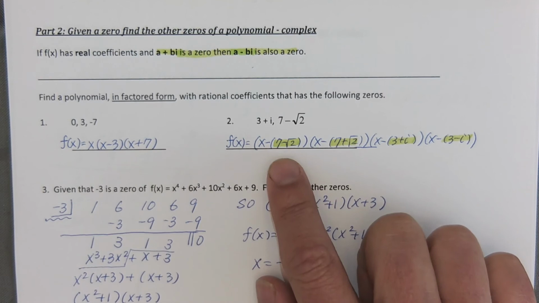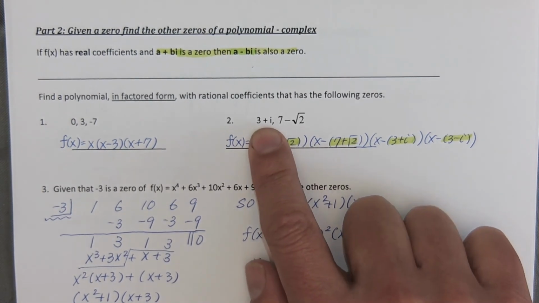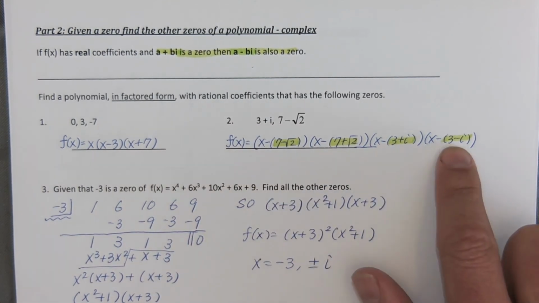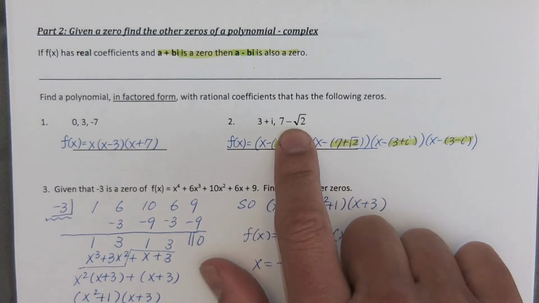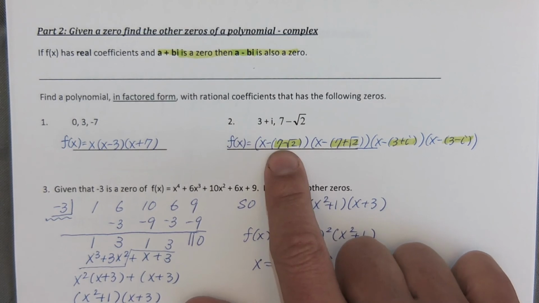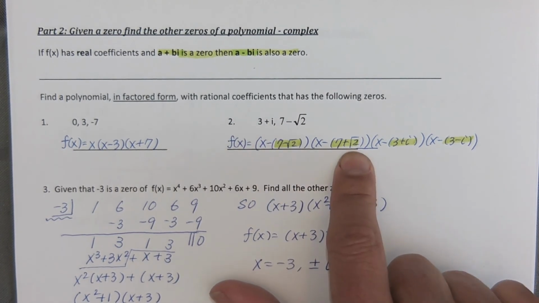And when we get to one that's more complicated, if 3 plus i is a zero, then we know that 3 minus i is also going to be a zero. So both of these are going to be zeros. Similarly, from the theorem we had in the previous talk, if 7 minus root 2 is a zero, then 7 plus root 2 must also be a zero. Its conjugate must be a zero also.